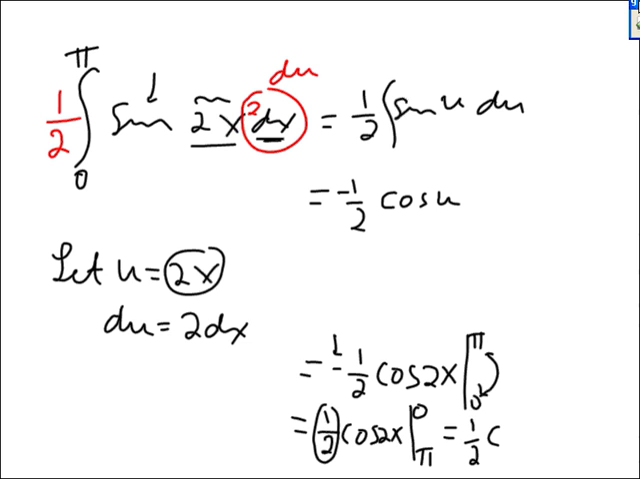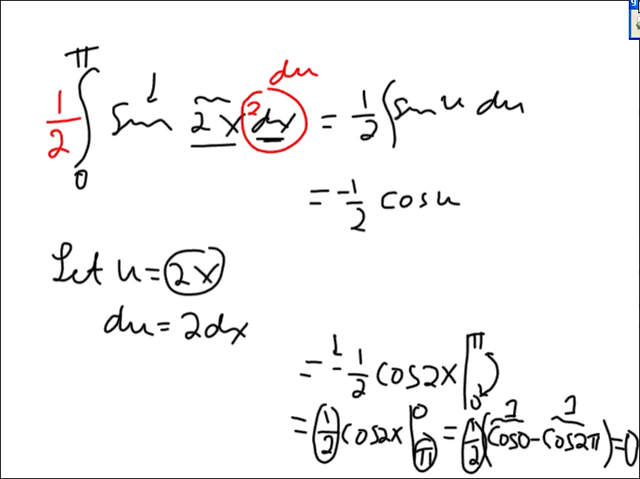First I plug in 0. 2 times 0 is 0. So it's the cosine of 0 minus the cosine of 2 times pi. Both of which happen to be 1. Both of these are 1. And 1 take away 1 is 0. And a half times 0 is still 0.